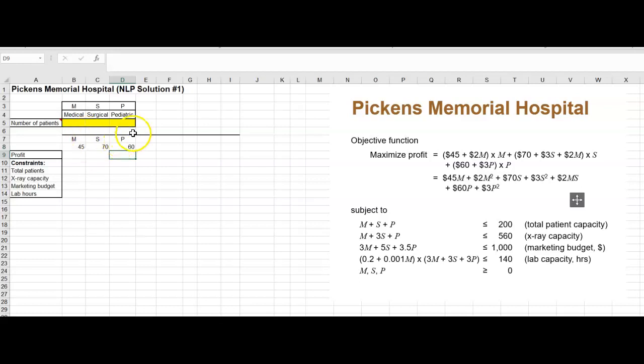In addition to these linear terms, I have some nonlinear terms as well. And these nonlinear terms are m squared, s squared, and p squared. And in addition, we have a term ms as well. So let's do this where I put these coefficient terms in the row which says profit. So, and I'll change this to profit coefficients.